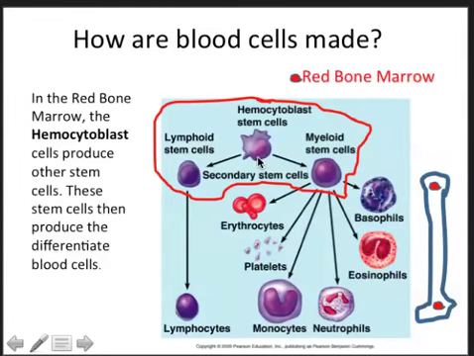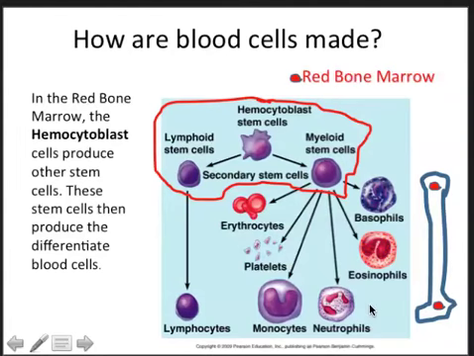Or they will be basically escorted to a compartment where they encounter counter chemical factors that cause them to move down the lymphoid line where they will produce the B and the T lymphocytes. Okay, so these are agranulocytes, remember, as are the monocytes. These are our granulocytes, the neutrophils, the eosinophils, and the basophils.